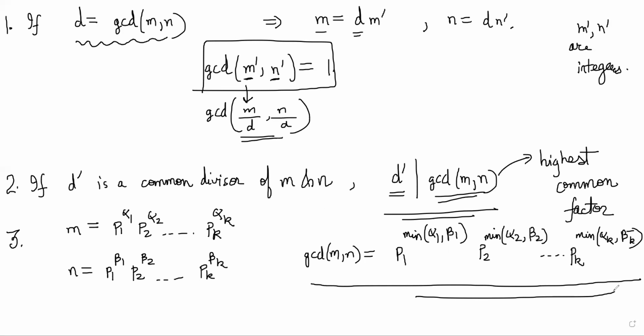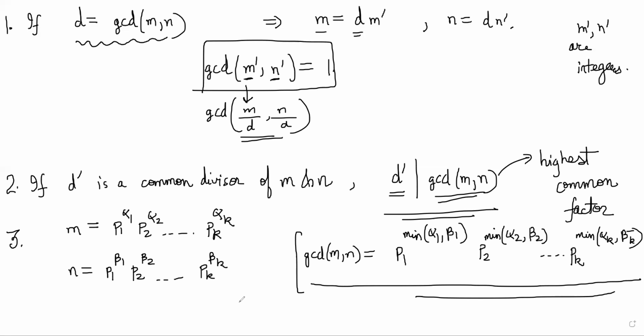For each prime factor, if the powers are alpha 1 and beta 1 in the two different prime factorizations, you take the lower power, because obviously that lower power is definitely there in both of them. It could be zero also, there might not be any power there. So you'll get p1 power 0 when you take the minimum of alpha 1 and beta 1. But this is a standard method to find your GCD in case you know the two numbers and their prime factorization.